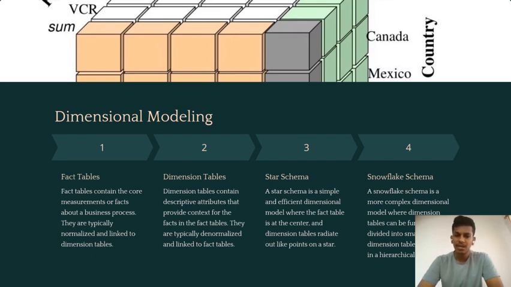Star schema. A star schema is a simple and efficient dimensional model where the fact table is at the center and dimension tables radiate out like points on a star. Snowflake schema. A snowflake schema is a more complex dimensional model where dimension tables can be further divided into smaller dimension tables, forming a hierarchical structure.